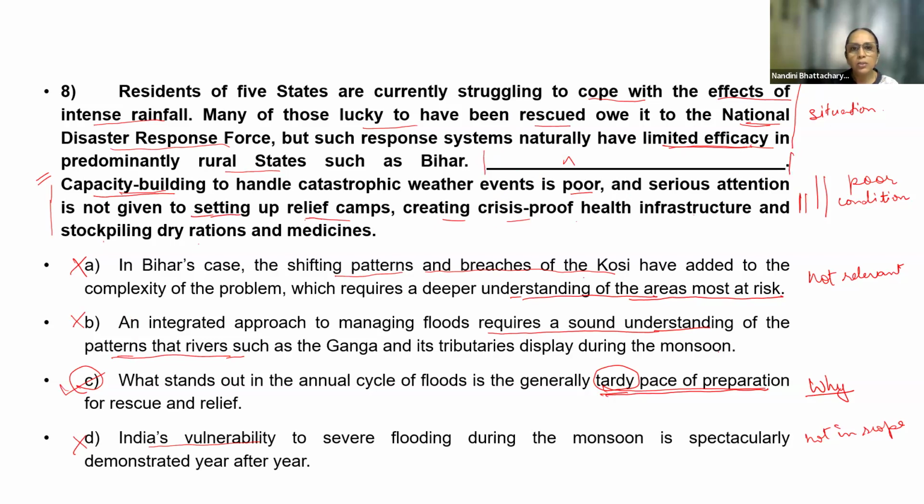Then what did you eliminate? Something that is not really talking about the problem and the solution, or the problem as such, the way it is. So your main thing is capacity building. Capacity building doesn't come in A, B, or even D. So we are talking about the action and why it is not there. C is the only option that gives you that.